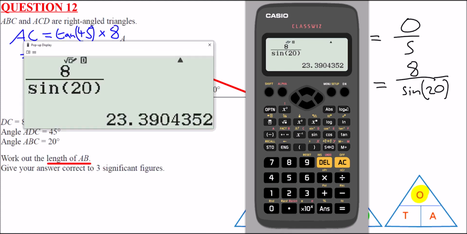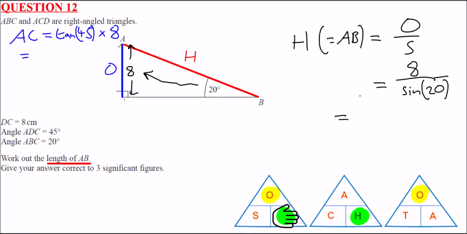The question asks us to give it to 3 significant figures. So the first three non-zero values are 2, 3 and 3. However, next to this 3 is a 9, which forces this third one to round up to a 4. So it's going to be 23.4 as our answer. 23.4 centimetres, I should say, to be exact. Units are important. 23.4 gives us our final answer.